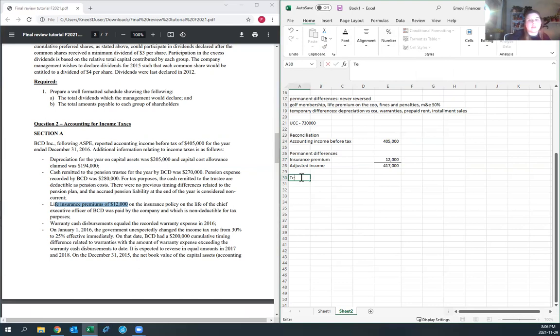All right, after that, it's our temporary differences. And I'm just gonna go down the lines. So it says here that my depreciation was 205. So under accounting income, my depreciation expense was $205,000. So I want to remove its effects. So I'm gonna add it back. And the CCA is of 194,000. So then I'm gonna remove the depreciation that's allowed under tax.